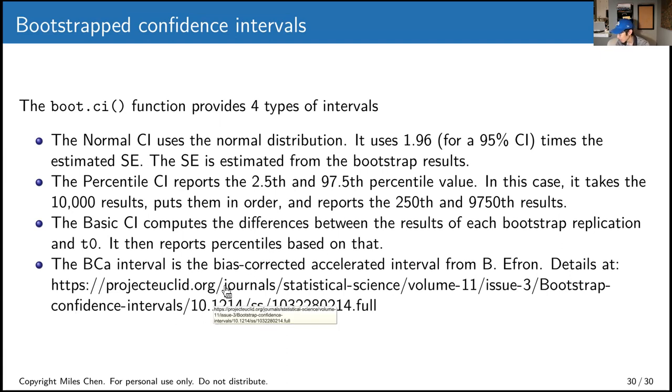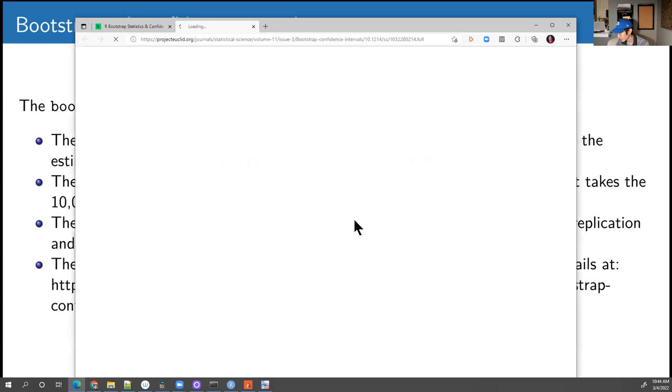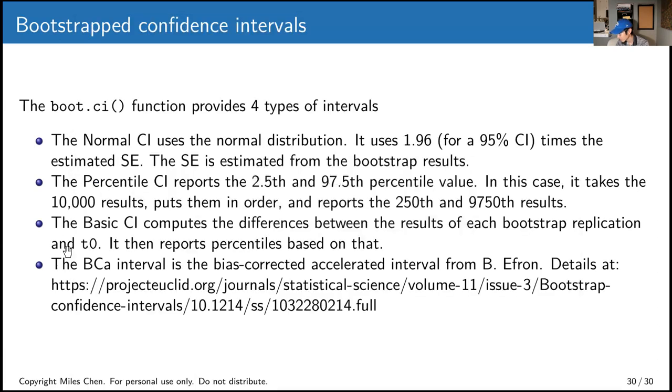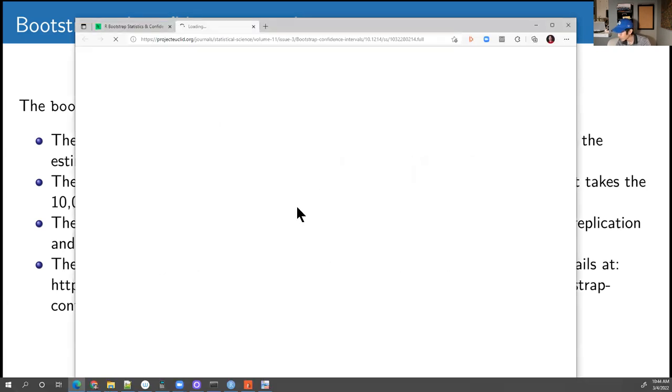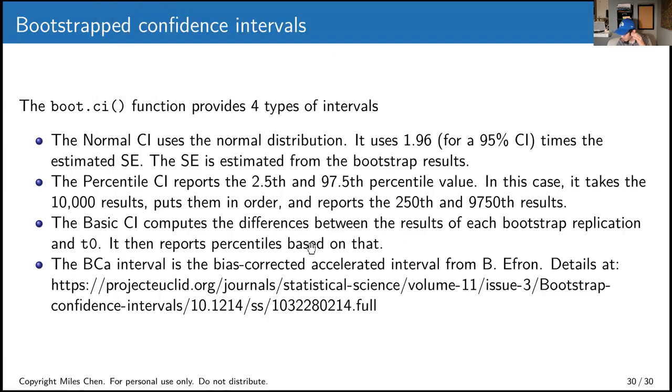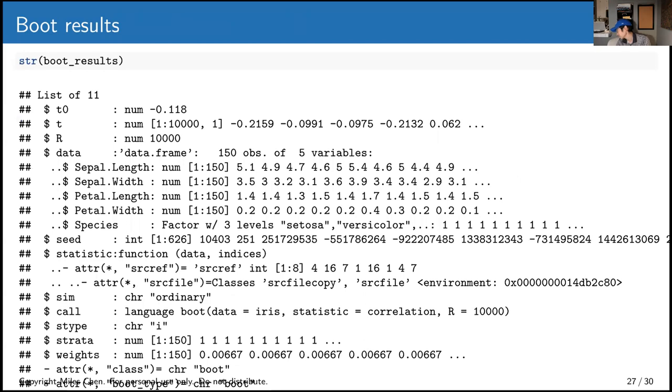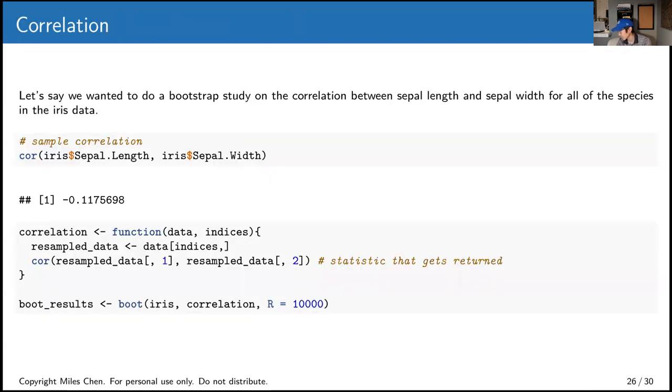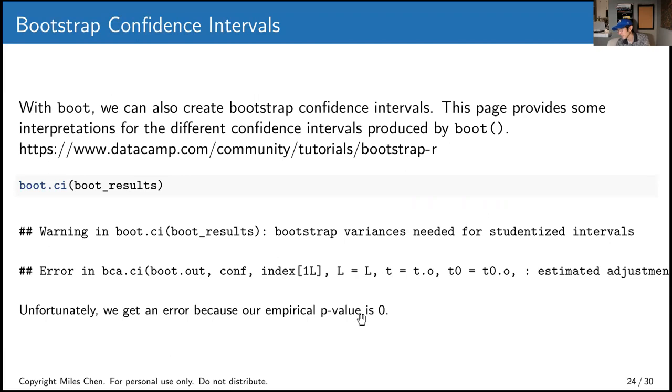And then BCA, I don't quite know what that is, the bias corrected accelerated interval. There's a journal article you can read with more details on exactly what it is, but it looks like it's not going to load here. But that's what we have there. Okay. You can read more on using library boot for bootstrap in R. It is a handy library, especially because there are a lot of other packages built around it, which is nice, and you can produce plots and things.